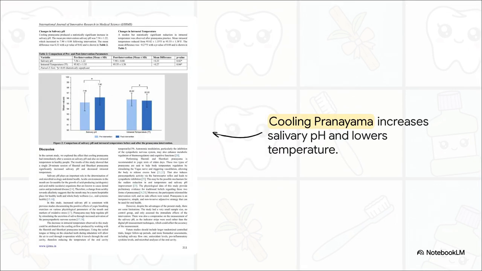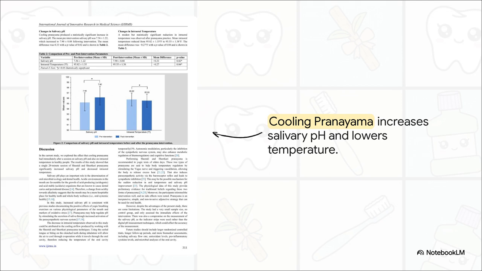And the holistic approach goes even further than oils. It actually involves how you breathe. This fascinating data comes from a 2016 pilot study on the immediate effects of cooling pranayama techniques, specifically Shitali and Shitkari. Participants practiced these breathing exercises for just 20 minutes. The result? Their salivary pH significantly increased from an average of 7.56 to 7.90, making the mouth much more alkaline.